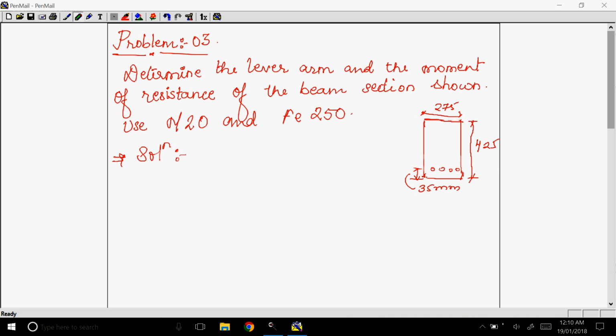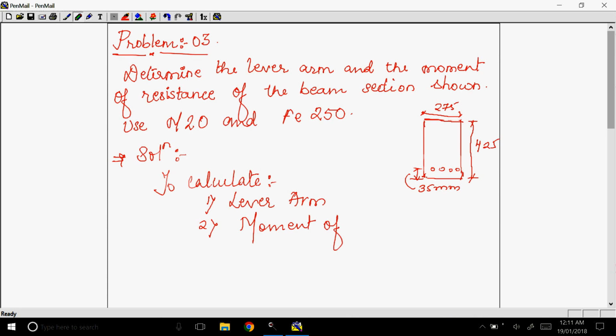So first, we have to calculate, first is your lever arm, second is moment of resistance. Then the input data. The second step is your input data. You have to identify what all input data are given in the problem.